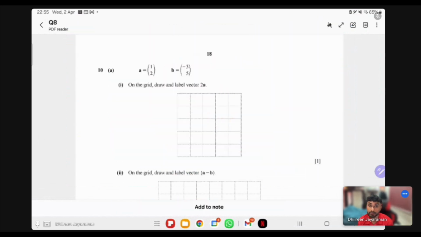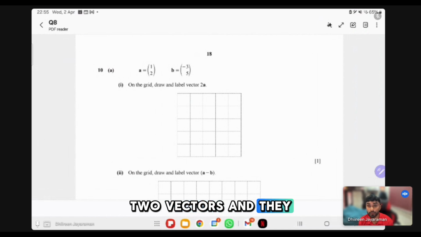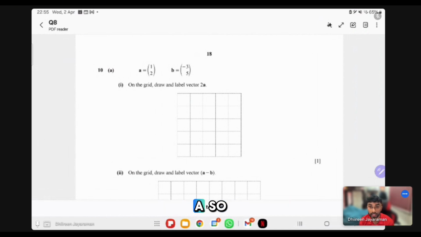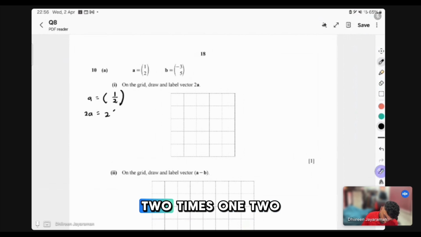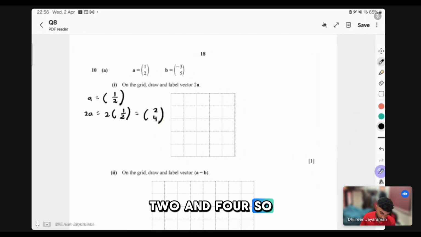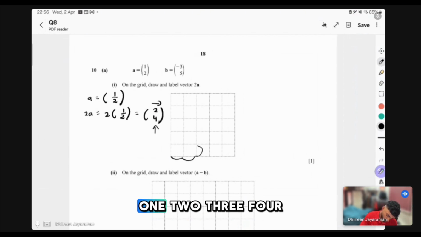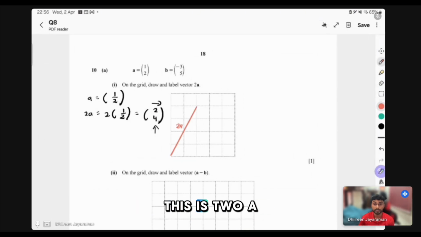Here's the question. They give you two vectors and they want you to draw and label vector 2a. So a equals (1, 2), 2a equals 2 times (1, 2), which is (2, 4). The top number is horizontal and the bottom number is vertical. So we need to go 1, 1, 2, 3, 4. This is 2a. Let's move on to the next question.